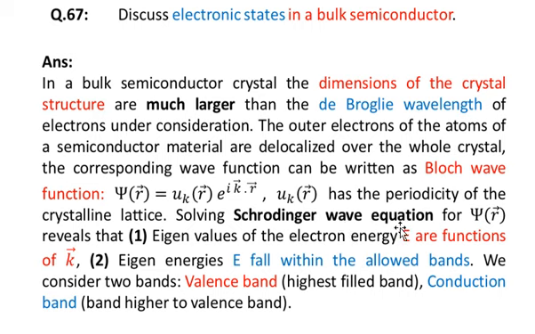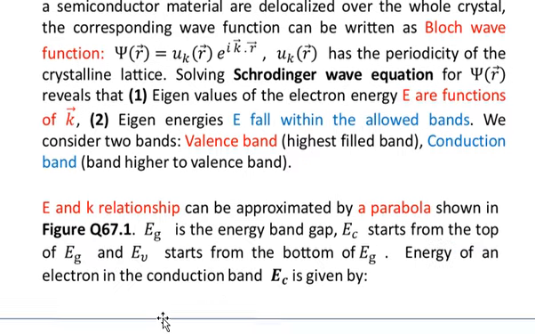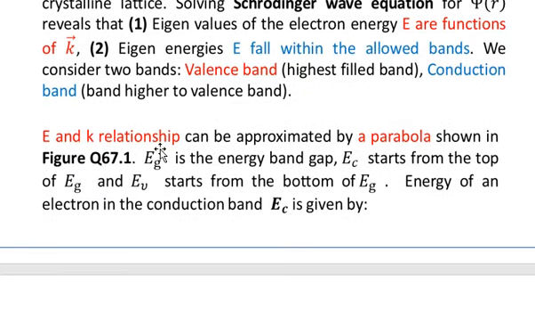Solving the Schrödinger wave equation for psi of r reveals, number 1, eigenvalues of the electron energy E are functions of k. Second, eigenenergies E fall within the allowed bands. We consider two bands: the valence band, which is the highest filled band, and the conduction band, the band higher than the valence band. E and k relationship can be approximated by a parabola shown in figure 67.1.